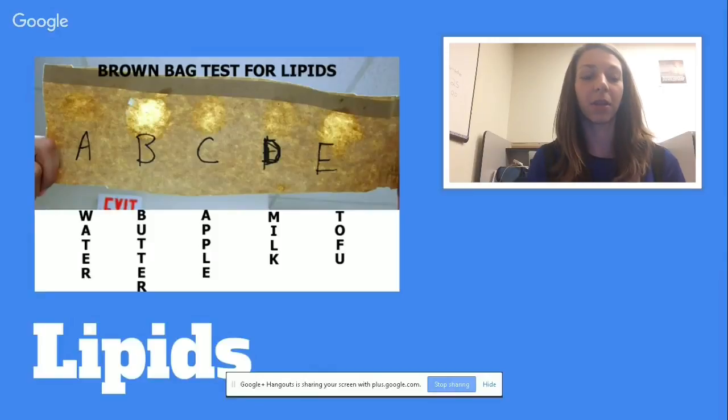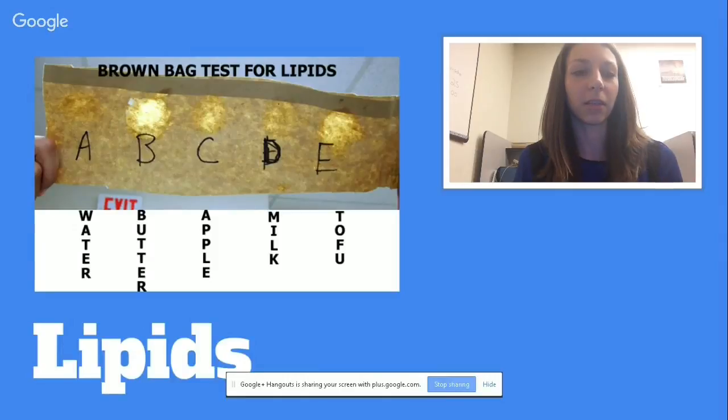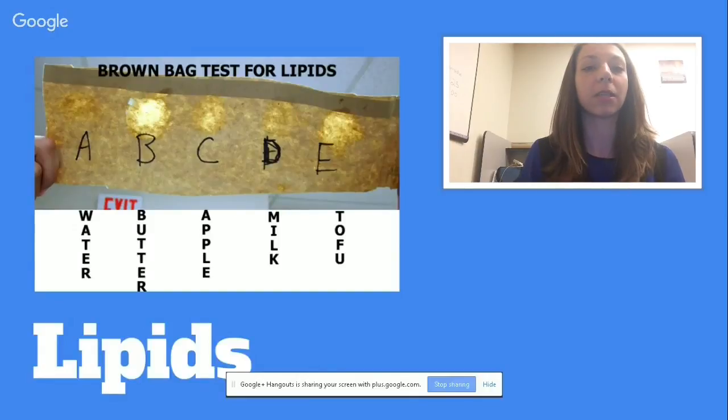So you can see here from other science teachers that have posted on the internet, this is what it looks like. If you have butter, which again is a lipid, you'll be able to see through it. And you have to wait a few minutes for it to dry. Obviously, if you spill a little water on any type of paper, it'll make it a little bit see-through, and you can see the water sample there. But a real test for lipids will show some translucence through the bag. You'll be able to see through it a tiny bit.